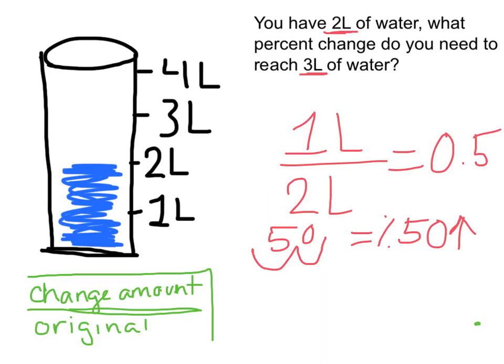So our final answer was saying, in order to get to 3 liters, we had to add 50% of 2 liters, which is 1 liter, and we would get to 3 liters. And just to emphasize that one more time, by adding 50% of 2 liters, we were able to increase our amount to 3 liters of water. Now let's apply what we just learned to a few more problems.